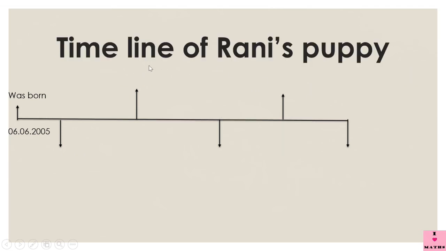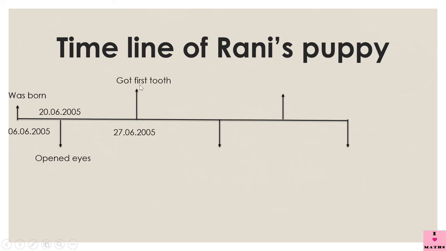Okay. Now, this is the timeline of Rani's puppy. Now, children, I know all of you love your pets and you love them dearly. So, Rani had a puppy, and the puppy was born on 6/6/2005. So, 6th June, the puppy was born. And the puppy opened his eyes on 20th June. You know, children, when the puppies are born, for many days they keep their eyes closed. So, for the first time, puppy opened his eyes on 20th June.